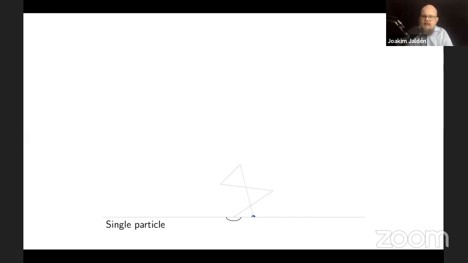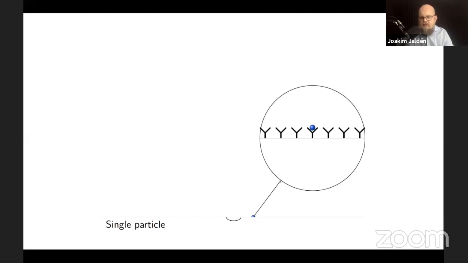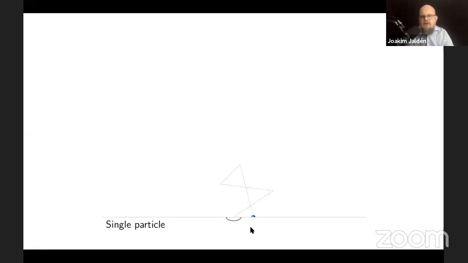At some point, it may get stuck to the membrane, and what really happens then is that it's caught by an antibody which this membrane has been coated with. But the membranes are not perfect, so a particle may break free from the membrane and start moving again, right? And it may get recaptured again.